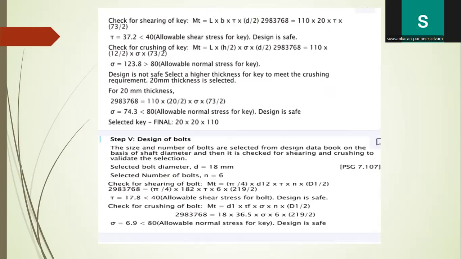Next one is design of bolt. The size and number of bolts are selected from the design data book from the corresponding page number 7.107. From this corresponding page number, take the bolt diameter, number of bolts, then find out the shear stress acting on the bolt using the proposed formula and check for shear stress. So the design is safe. The calculated shear stress is less than the allowable shear stress. Then check for crushing stress for the bolt design. This is also considered to be a positive result. The design is safe. So in the case of bolt design, all the values are more feasible.